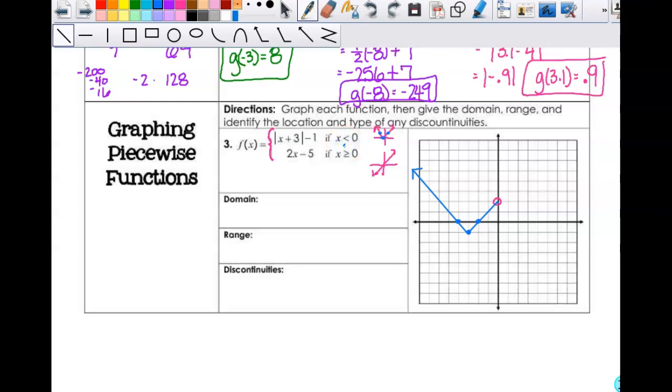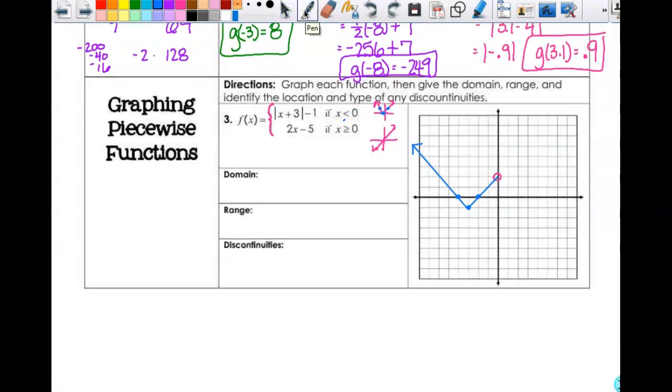So then I'm going to calculate my other endpoint. When I substitute in 0 here, 2 times 0, 0 minus 5, so I will be at 0, -5, 2, 3, 4, 5. And this is a closed circle because it's included, okay? And then this is a line, no reason to make it crazy. I know how to graph a line. I can use my slope. I already have the y-intercept, so it's in slope-intercept form, and that is my y-intercept.